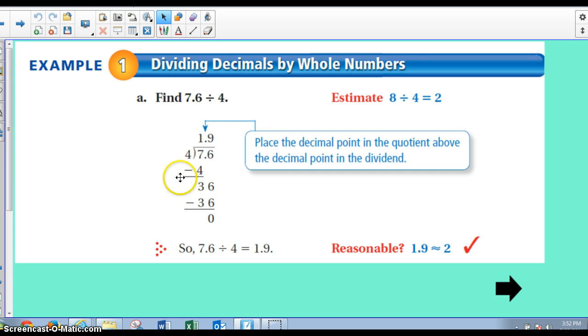So now you do regular division. How many times does 4 go into 7? It goes in once. Minus 4, 3. How many times does 4 go into 3? It doesn't. So you're bringing down the 6, which is on the right side of the decimal point. Now you have 36. How many times does 4 go into 36? 9. Once again, is this reasonable? Yes.